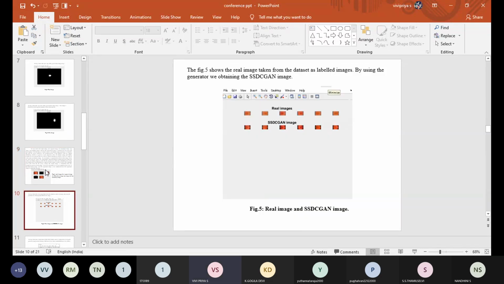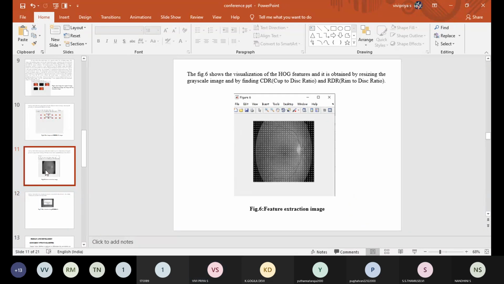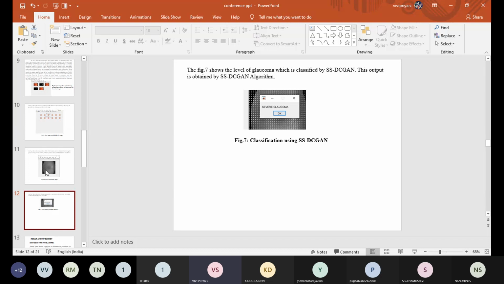This was the real image versus the SSDCGAN image. This image is obtained by extracting the Haar features in the image, and we are resizing the image to find a CDR ratio. This shows the level of glaucoma which was classified by our algorithm.